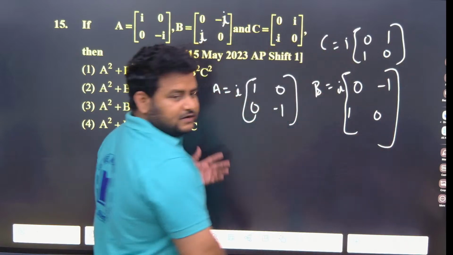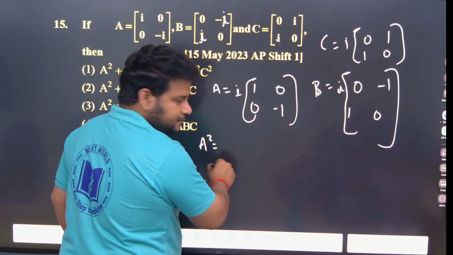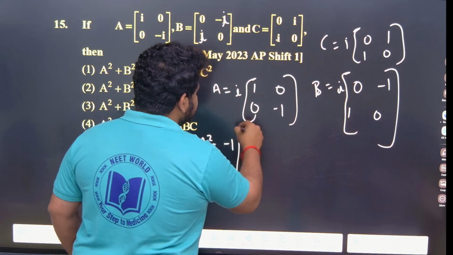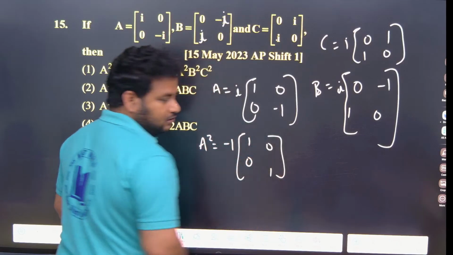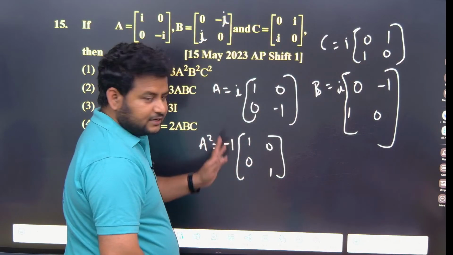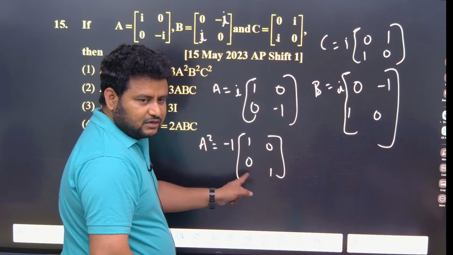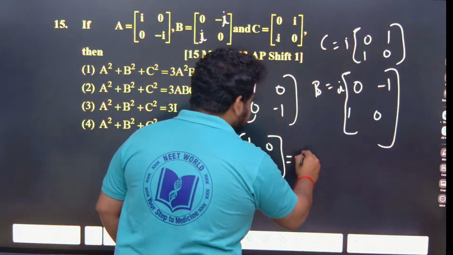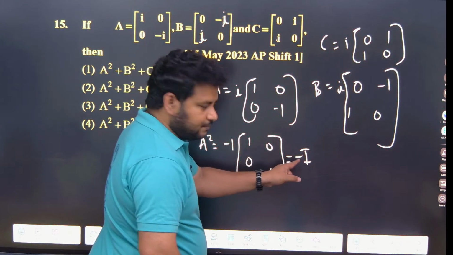Okay. Now let us find out A square. First of all, I square is minus 1. Now A square you will get as 1 0 0 1 on doing it. Okay, if you want you can try. I square is minus 1, and A square you will get as minus 1 into 1 0 0 1. That is nothing but equal to minus I, because this is the identity matrix. This is minus I.